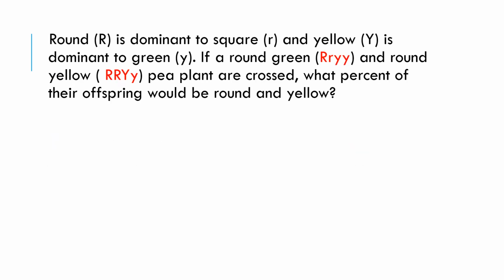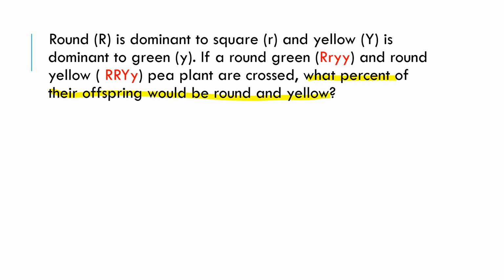So round is dominant to square and yellow is dominant to green. If a round green and a round yellow pea plant are crossed, what percentage of their offspring would be round and yellow? Well, first step, obviously, we have to underline our question. So what percentage of their offspring would be round and yellow?